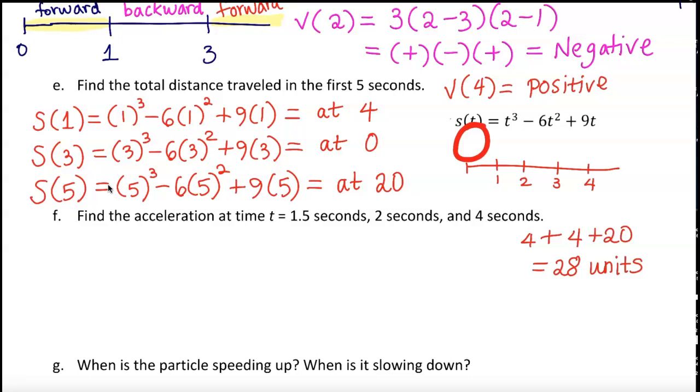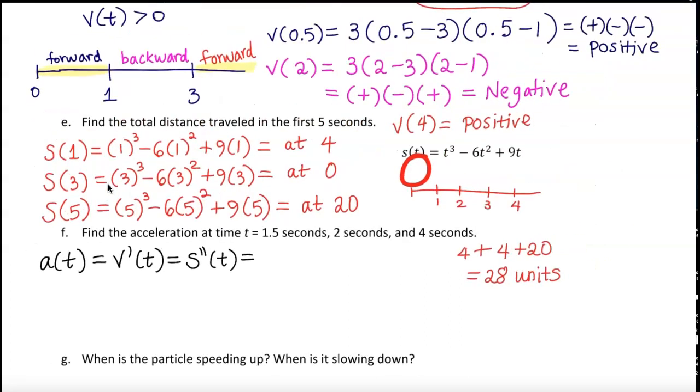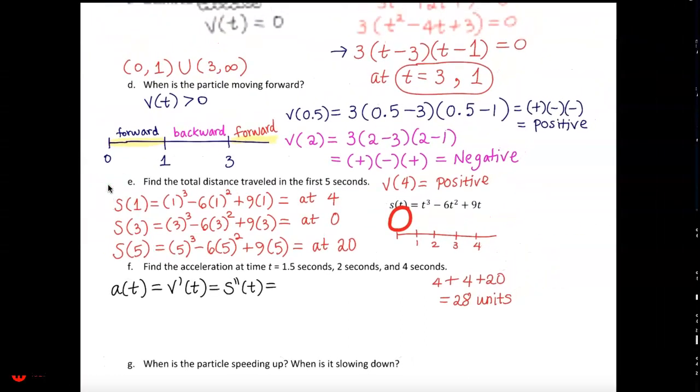Next, find the acceleration at time t equals 1.5 seconds, 2 seconds, and 4 seconds. Now this one is way too easy for us, isn't it? Acceleration a of t is the derivative of the velocity, which means the second derivative of our original position function. So what is the velocity function so that we can just go from there?